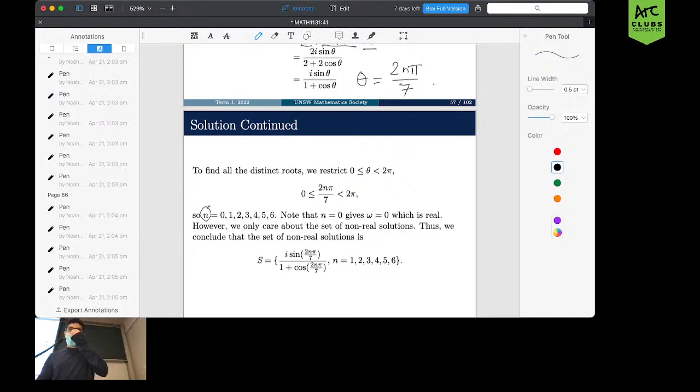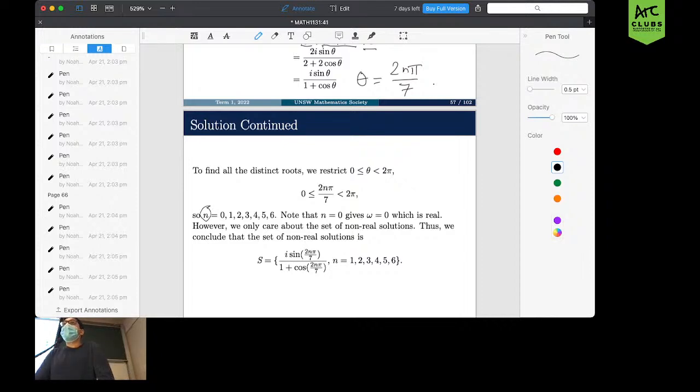However, in the question, it said find all the solutions that were non-real. And clearly 0 is a real number, which means we only care about the values from 1 to 6 for n. And therefore, our set of solutions is given of the form i sine theta divided by 1 plus cos theta, where theta is 2n pi on 7, and n spans the values 1, 2, 3, 4, 5, and 6. And that's our final answer. I know it's quite a lot. Does anyone have any questions?